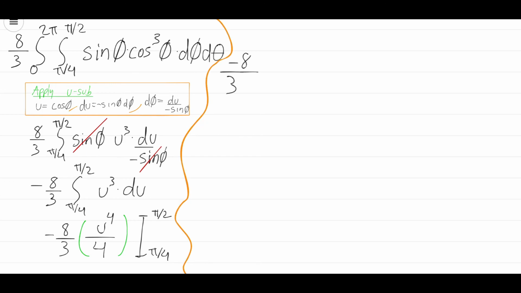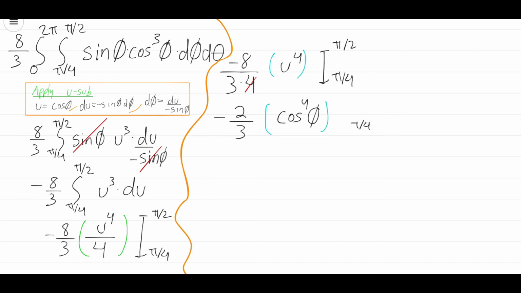So now, negative 8 over 3 times 4, u to the 4th power. All I did was factor out the 4, bounded from pi over 2 to pi over 4. And we can simplify this because 8 over 4 is 2. So we're going to do that. So negative 2 over 3 times, we're going to plug u back in, so it's cosine to the 4th power phi from pi over 4 to pi over 2.